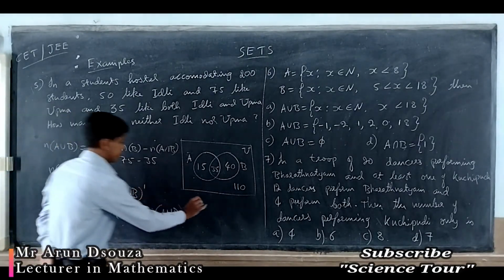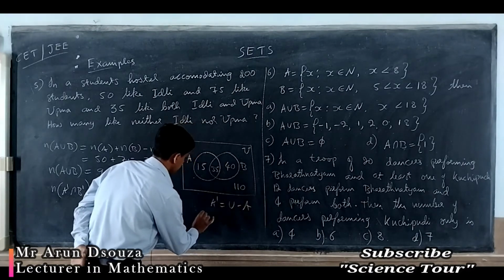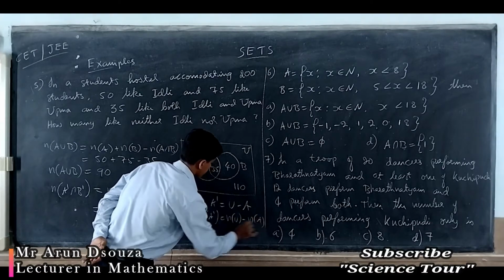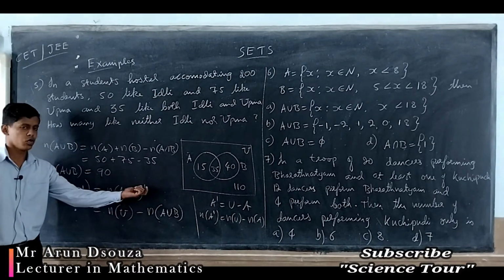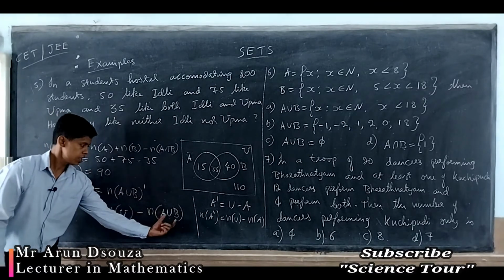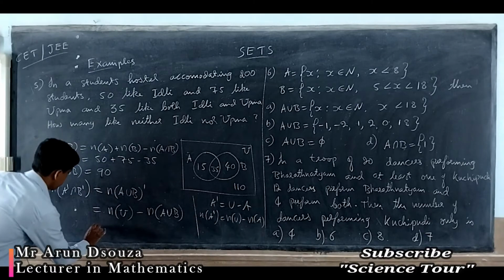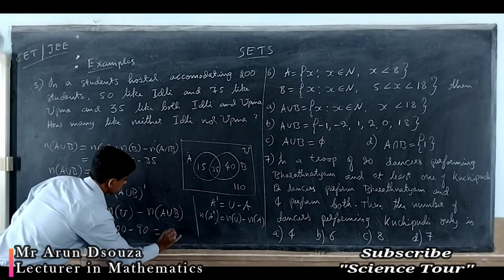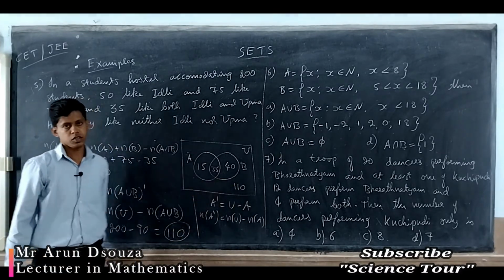Now A union B, understand? A dash is u minus A. n of A dash is n of u minus n of A. As simple as that. So that's the formula I have used here. n of A union B whole dash is n of u minus n of A union B. Now what is n of u? 200 minus 90, and that gives you 110, and 110 is the answer for this question.